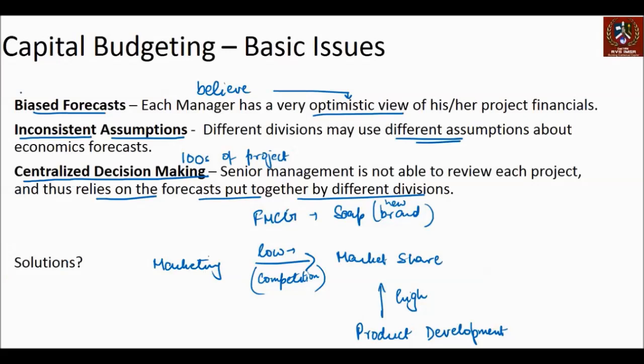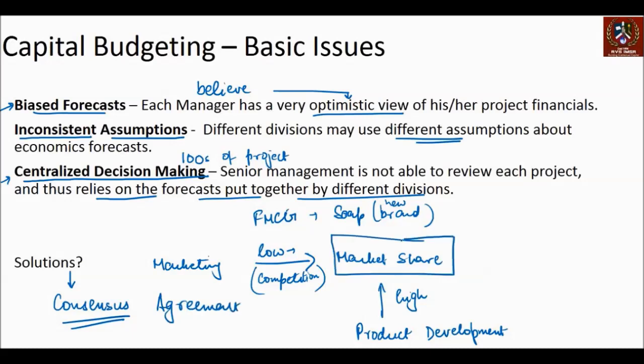What are the solutions? There are some solutions available for biased forecasts and centralized decision making. For inconsistent assumptions, typically a good idea is to try and sit at the table and first arrive at some sort of consensus, some sort of an agreement on what would be potential market share estimates. And even then, if you're not sure, there are some mechanisms by which people could deal with some of these basic issues that come up, right? So biased forecast, inconsistent assumptions, centralized decision making, that is what is causing some of the issues in capital budgeting.